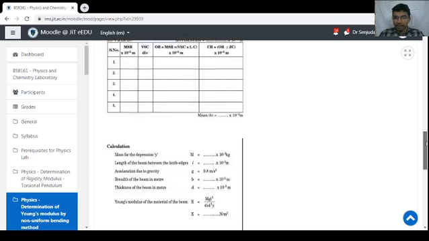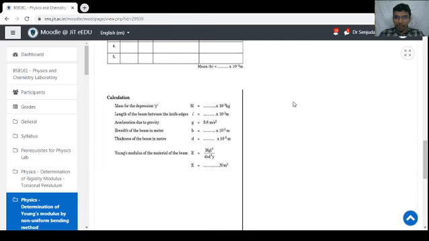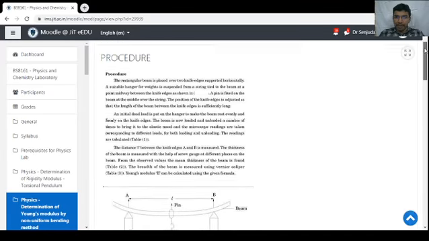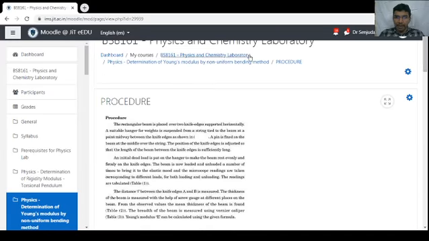Now if you know the values of M, L, g, b, d and also small y, we can calculate the Young's modulus value. Now we will go to the virtual lab, then again I will explain the calculation.